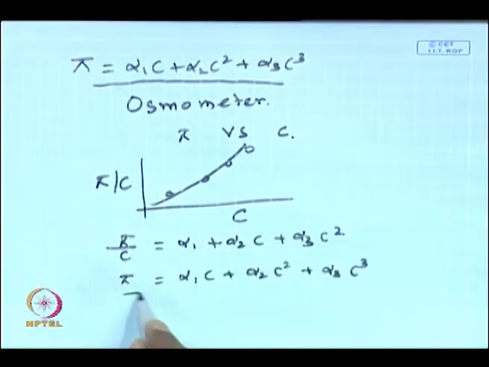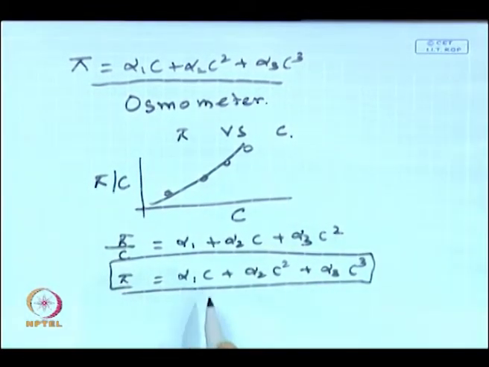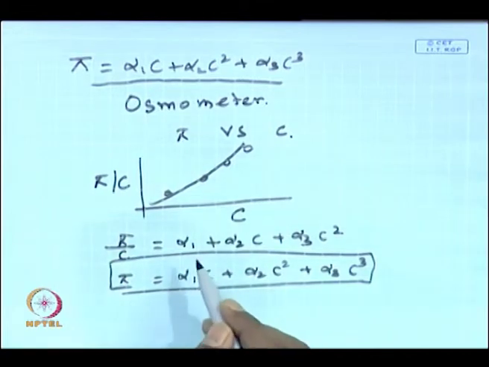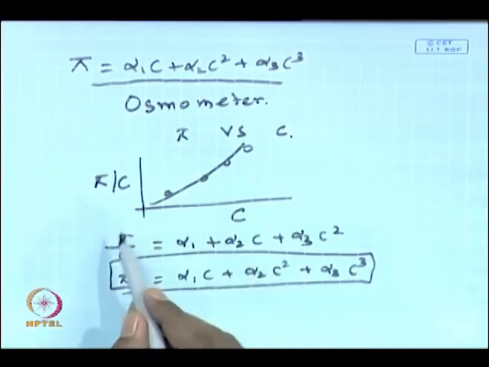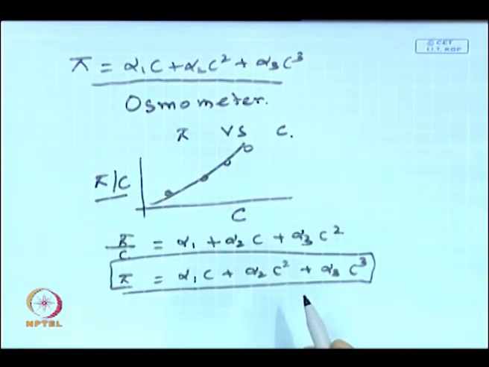Why it is cast in this form is simply because if you put C equal to 0 in this expression, pi becomes 0. What does that physically mean? That physically signifies that if we have pure water or pure solvent, the osmotic pressure is 0. If you plot pi versus C from the experimental measurement, you will have some residual osmotic pressure at C equal to 0, which goes against the physical principle. So, in order to corroborate the physical principle, the experimental results are converted into pi by C versus C in order to have 0 osmotic pressure for pure solvent.